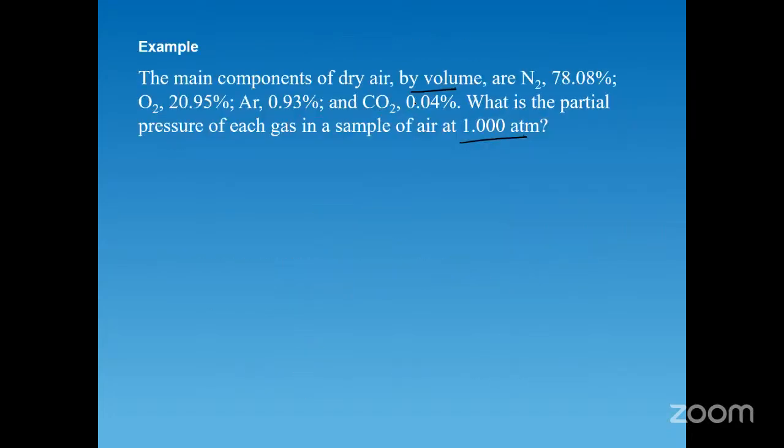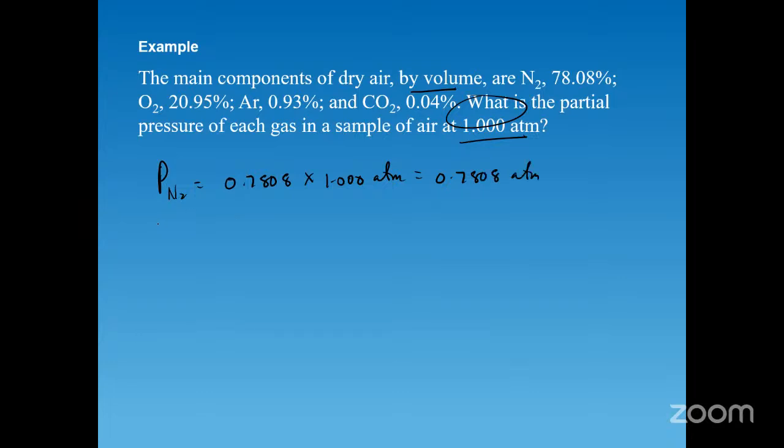Okay, so basically what you're going to do is this. Define the partial pressure of each component. Let's say for nitrogen, you take the percentage for nitrogen, which is 78.08%, which would be the same thing as 0.7808. And then you multiply that by the total pressure, which is 1.0000 atmospheres. And the answer is going to be 0.7808 atmospheres, right?